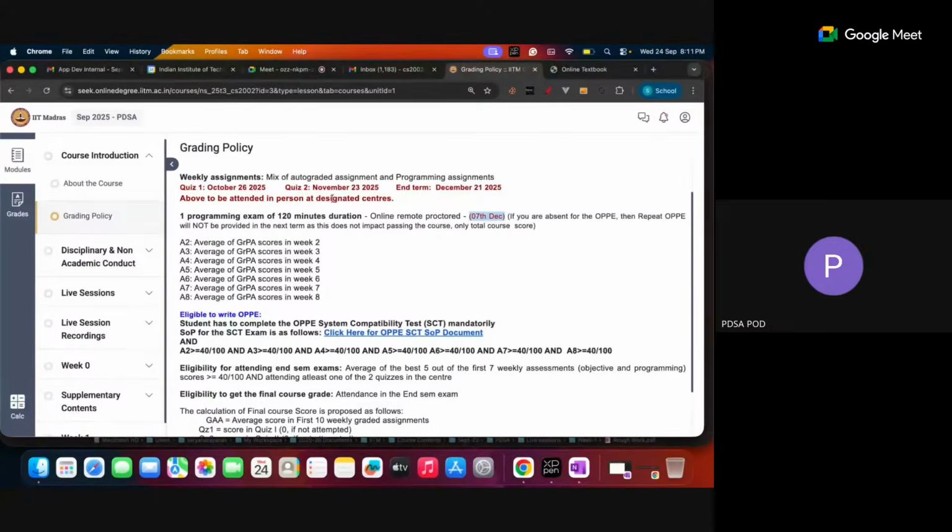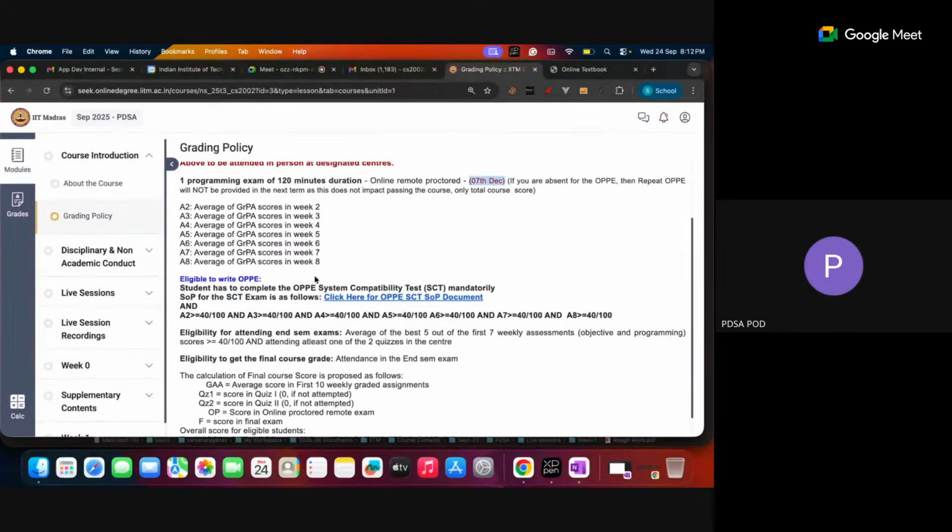So if you register for OPP, what is the advantage, I'll talk about it now, don't worry. Now, there are graded programming assignments. Every week you have them, so A2, A3, up to A8. Graded programming assignments in every week are not only 1. You might have GRPA 2, GRPA 3 based on the week length. So the average from the second week to the 8th week is taken.